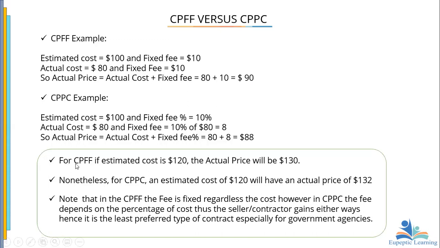Yes. Now, let us look at a typical situation here. For a cost plus fixed fee, if the estimated cost is 120, then the actual price will be what? 130. In other words, you're going to add this particular fixed fee of 10 to this and make it 130. However, in the case of a CPPC, if the estimated cost were 120, then we're going to look at an actual price of 132. Why? Because you want to find a certain percentage of this, that is 10% of this 120, and then add it to it, and then you get 132.